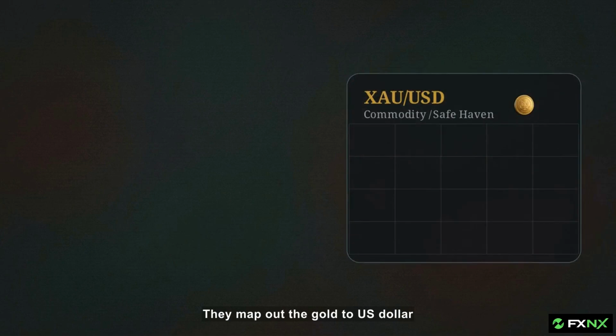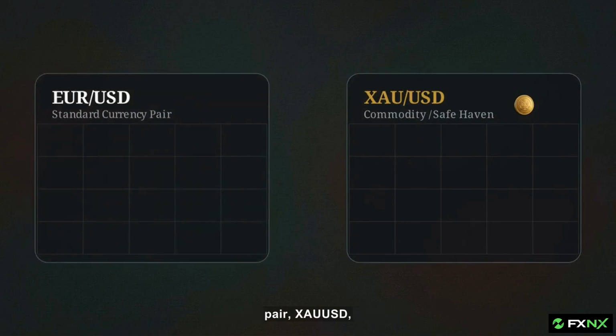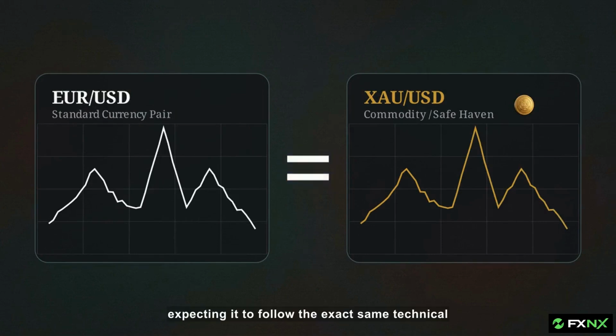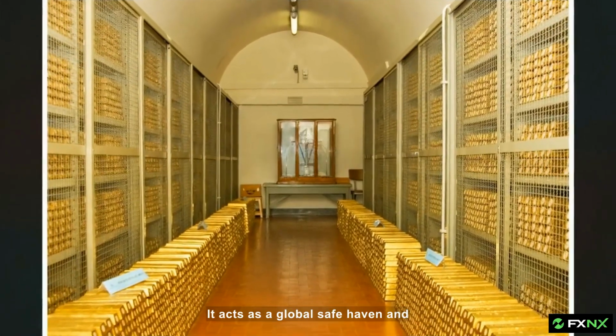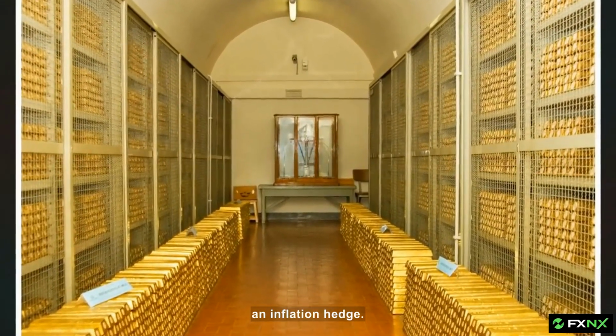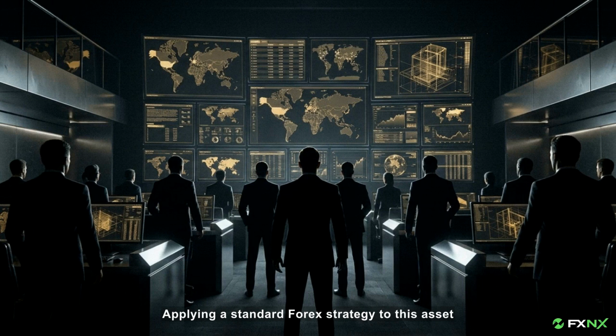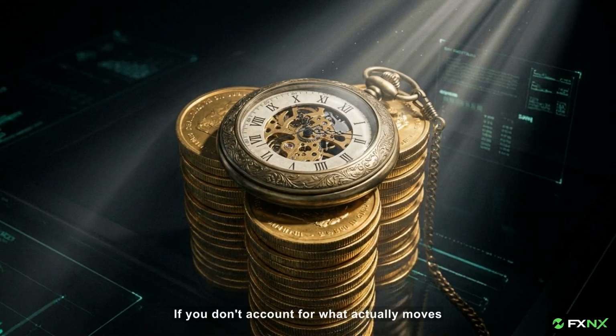They map out the gold to US dollar pair, XAUUSD, exactly as they would a standard currency pair, like the euro-dollar, expecting it to follow the exact same technical rules. But gold is a physical commodity. It acts as a global safe haven and an inflation hedge. Instead of reacting to the localized economic data of two competing nations, it responds to massive worldwide shifts in fear and greed. Applying a standard Forex strategy to this asset ignores its unique macro drivers. If you don't account for what actually moves institutional capital in the gold market, you are trading on borrowed time.